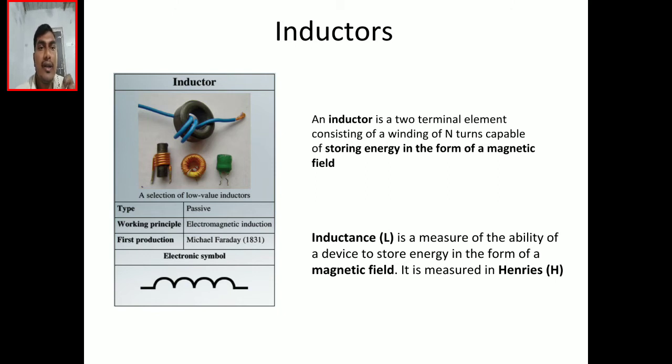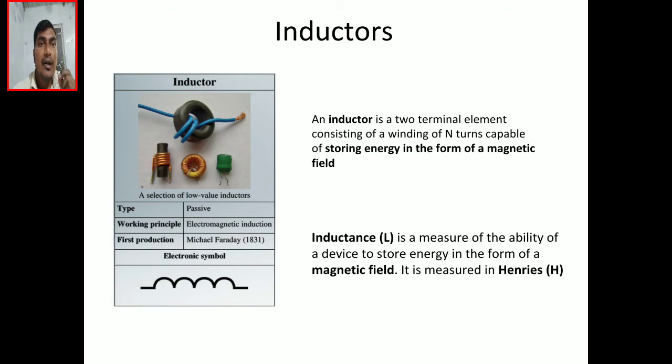So what is inductance? An inductor is an element, and inductance is a property. It is the ability of a device to store energy in the form of a magnetic field. It is measured in henries. Another main property of an inductor is that it opposes a sudden change in current.